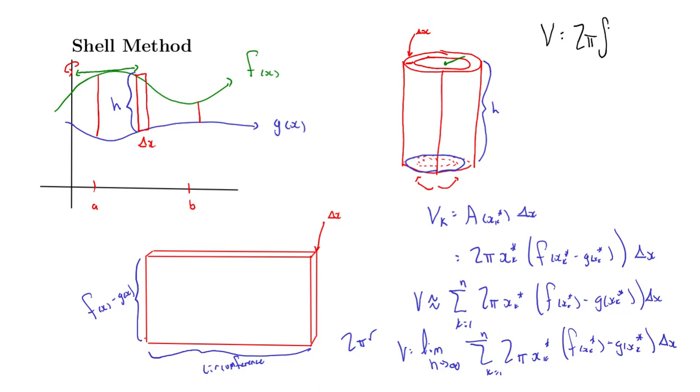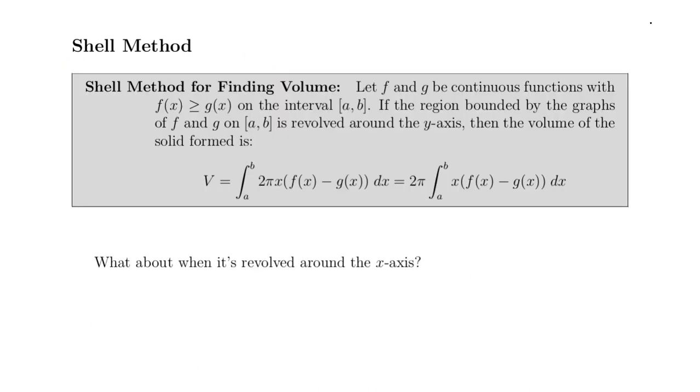I'm going to factor out the 2 pi integral from a to b of x. Oh, I'm running out of room already. 2 pi integral from a to b of x times f of x minus g of x dx. And I probably have that on the next slide. There it is. So if f and g are continuous functions, where f is the bigger one, the taller one, greater than g of x on the interval from a to b, then the region bounded by the graphs f and g on that interval revolved around the y-axis is going to create some solid who has a volume, exactly what we just saw.